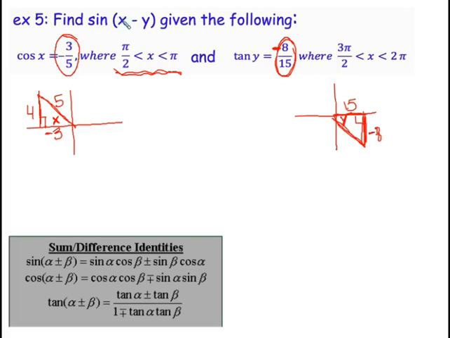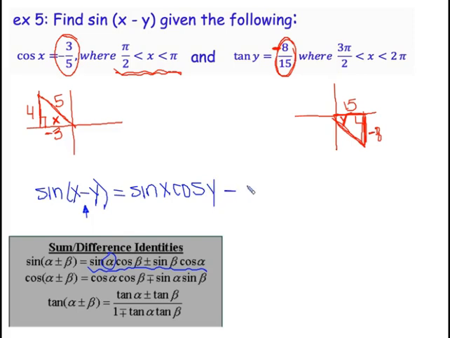We want to figure out sine of x minus y. So maybe we'll write that out. Sine of x minus y. And according to our identities, if we are subtracting a sine value, let's break it apart into the appropriate identity. We need sine of the first angle, which is x, times cosine of the second angle, which would be y. And we're going to subtract sine of the second angle, which is y, times cosine of the first angle, which is x. Now it's really going to be simple for us to find these sine and cosine values now that we have our triangles to help us out.